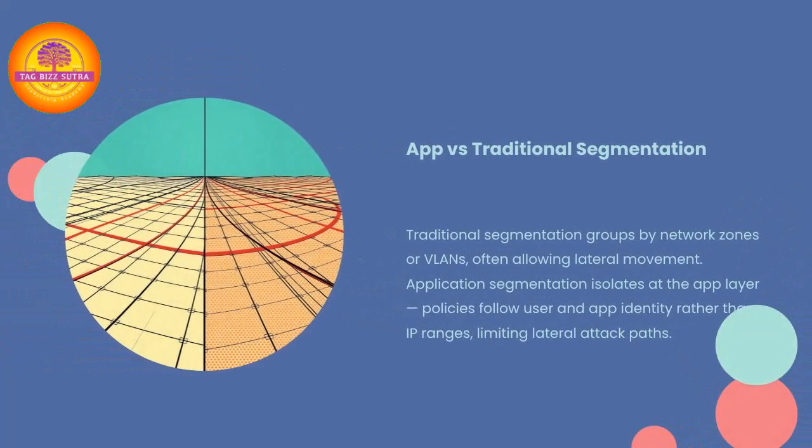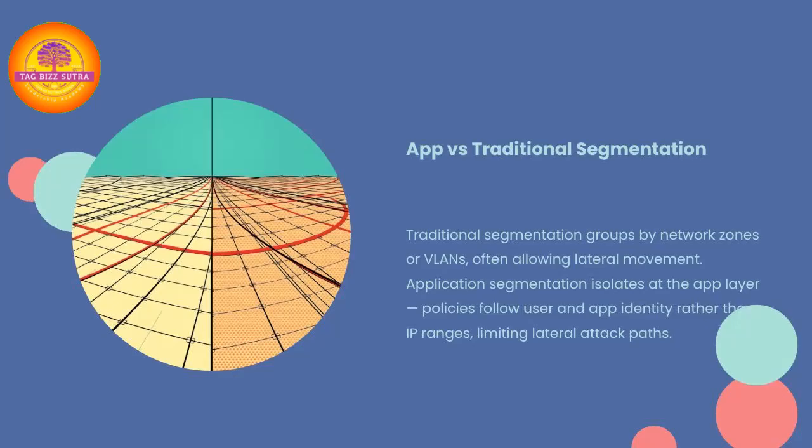Traditional segmentation groups by network zones or VLANs, often allowing lateral movement. Application segmentation isolates at the app layer. Policies follow user and app identity rather than IP ranges, limiting lateral attack paths.